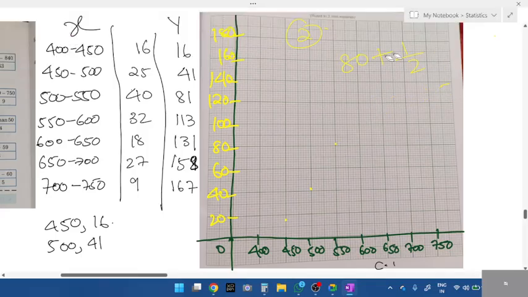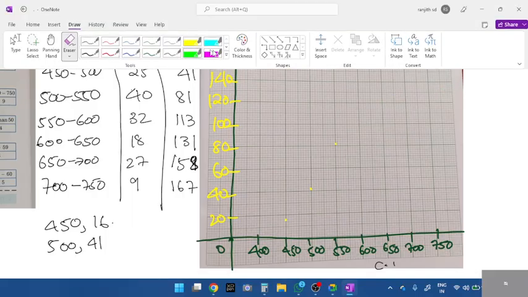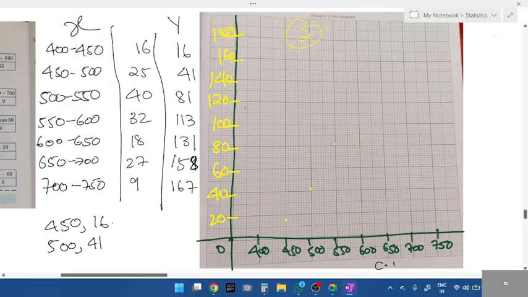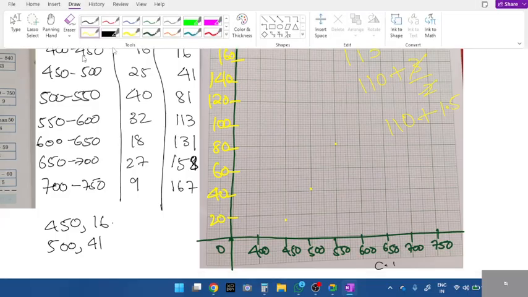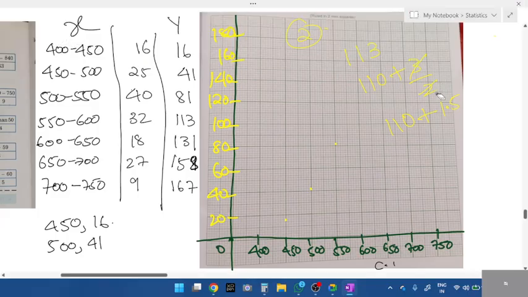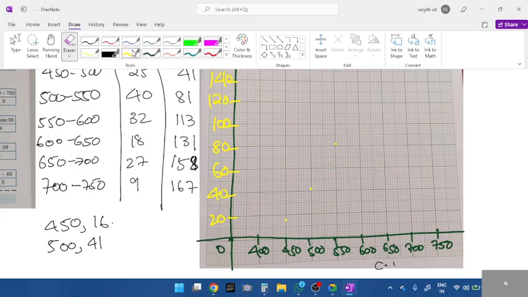Next, tell me 113. Closest value to 113 is what? 100 or 110? What is given in the graph, y-axis? No, 100 and 120, right? Where does 110 lie? In between. So 113, can I write 110 plus 3? This 3 I have to divide by 2. So after 110, how many extra lines, students? 1.5. Is this calculation clear to all? Okay, let me erase it. 110 plus 1.5, students. This is the most important part.